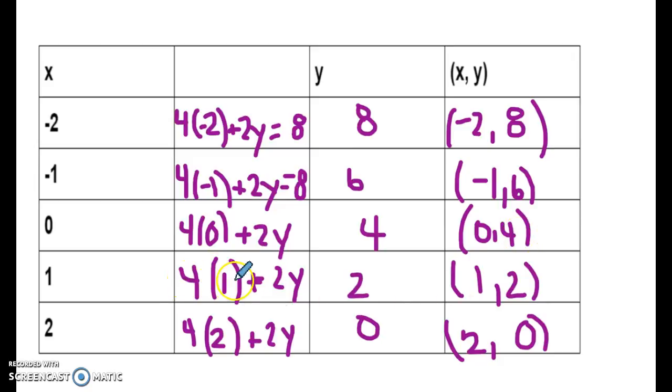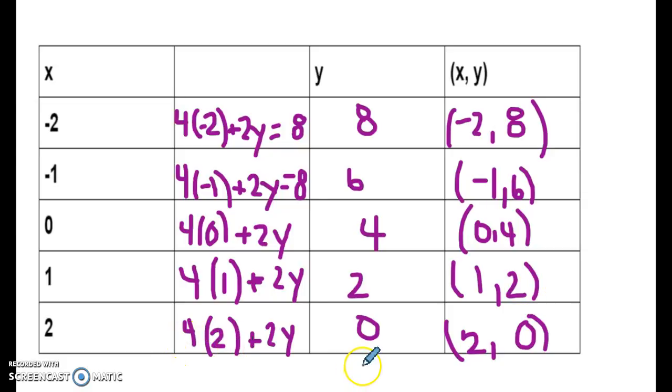You're going to be subtracting 4 this time. You were adding 4 last time because you had a negative 4, so the opposite was to add. But now you have a positive 4, so the opposite is to subtract. So now you're going to have 2y equals 4. And then when you divide by 2, it's going to be 1, 2.